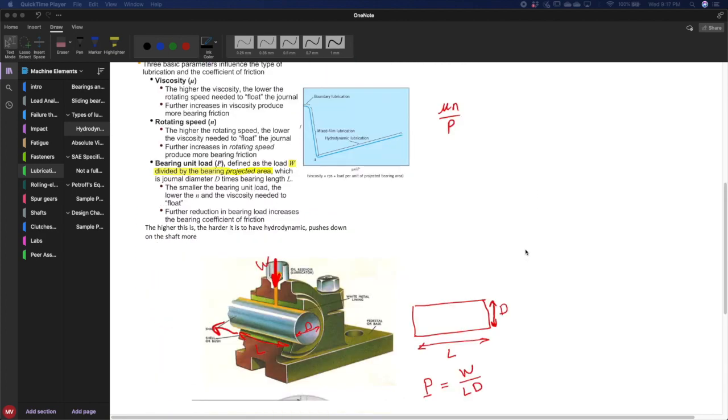The last value we need to consider is bearing unit load. This is calculated by the weight of the shaft divided by the rectangular area of the shaft. The important thing to consider here is that the higher the bearing unit load is, the harder it is to have hydrodynamic lubrication, as the weight of the shaft pushes down on the bearings more, making it harder to lift up and achieve the separation between the two members.